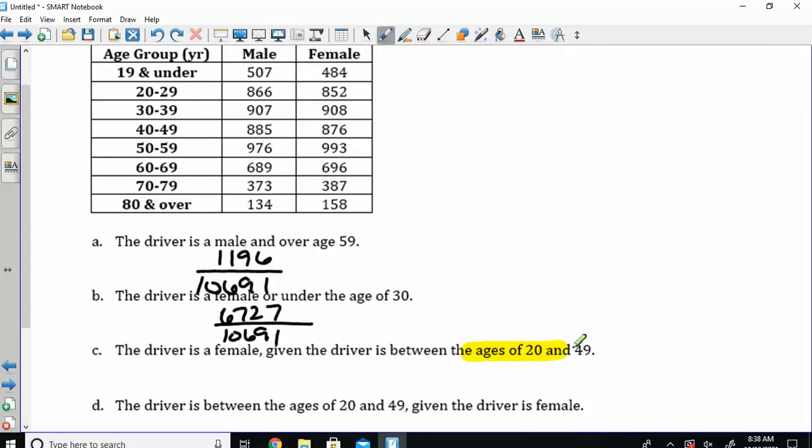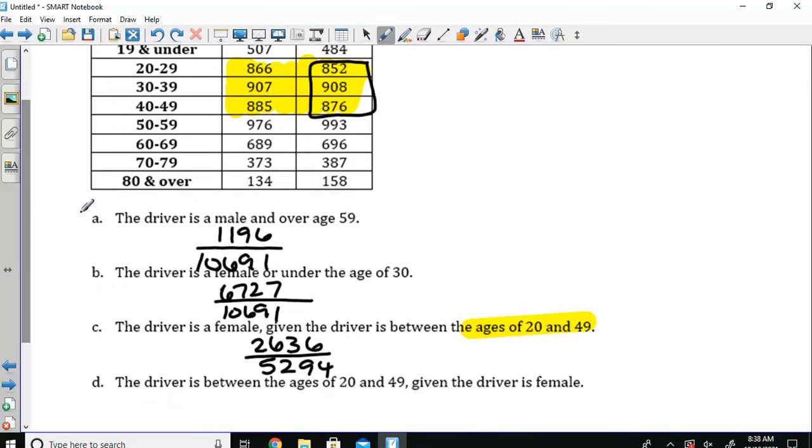Okay, C. Now I gave you a given, so it is no longer out of everybody. We are between 20 and 49. So I am only looking at these 6 numbers. So your denominator, you add those 6, and you get 5,294. Then you only want the females from that, which should be 2,636.